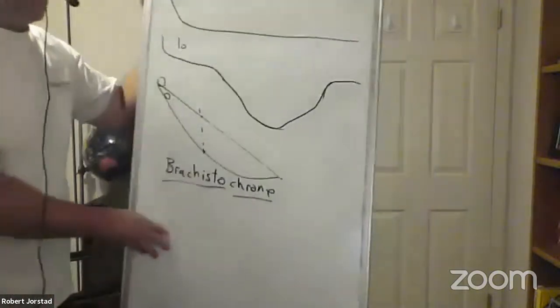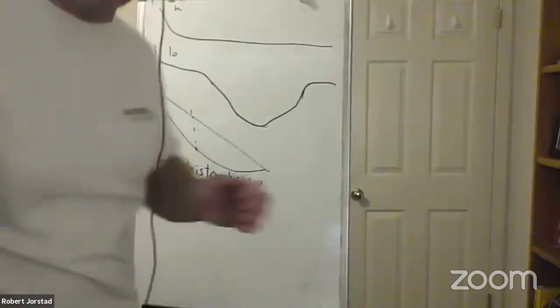So we could just move on and focus on stuff that might be on the test. But if you're interested in that, you could talk to me in office hours or whatever. I just find that interesting. The path of least time is the brachistochrone.